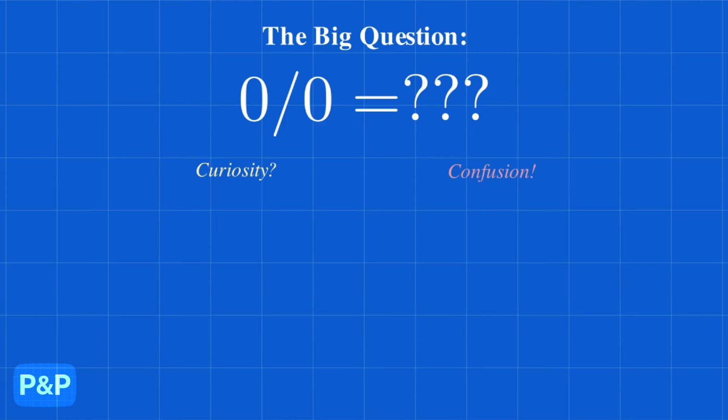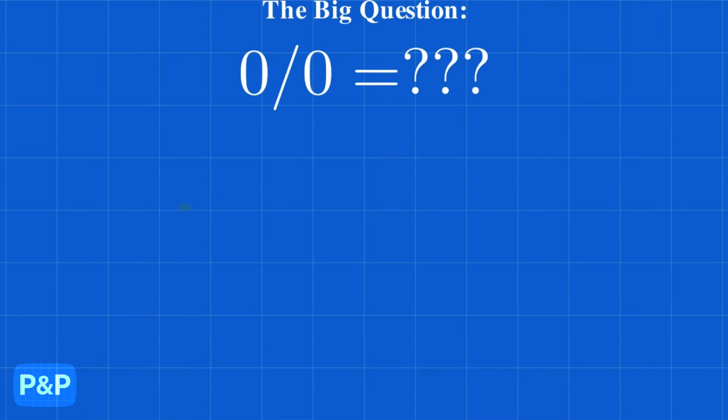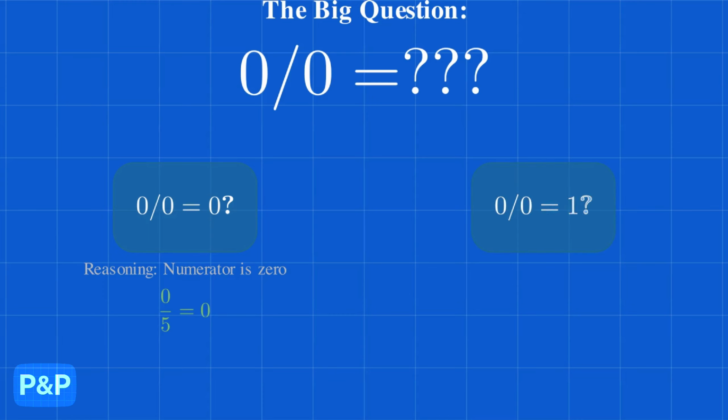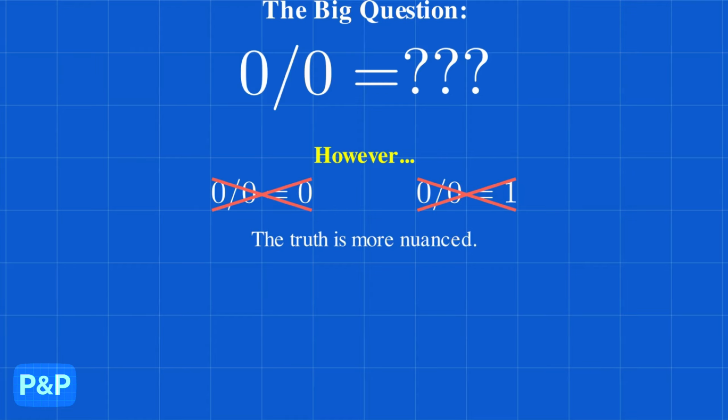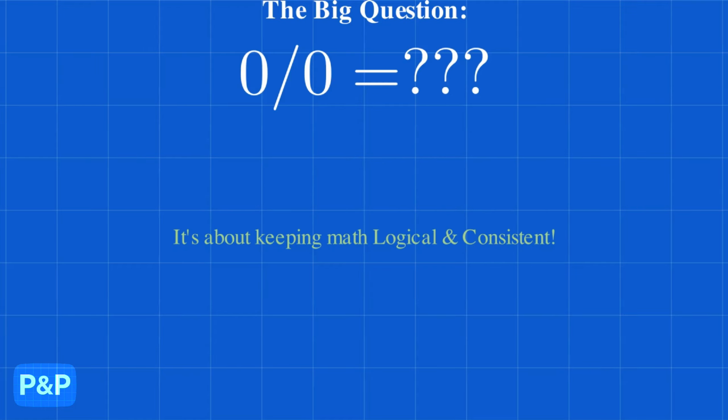The question of what happens when 0 is divided by 0 is a common point of curiosity and confusion. Many intuitively feel the answer should be 0, as placing 0 in the numerator of a fraction often yields 0. Others might suggest the answer is 1, drawing from the principle that any number divided by itself equals 1. However, the reality of 0 over 0 in mathematics is more nuanced, and its treatment is fundamental to maintaining a logical and consistent mathematical system.